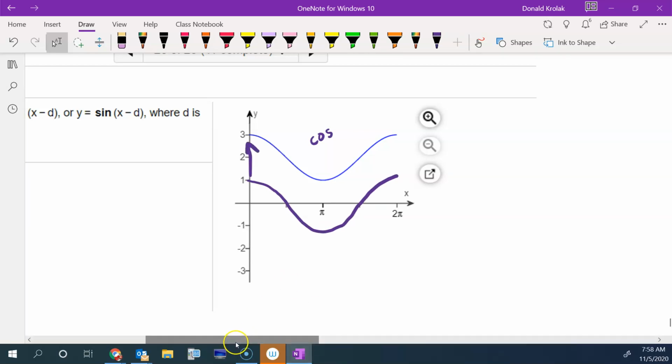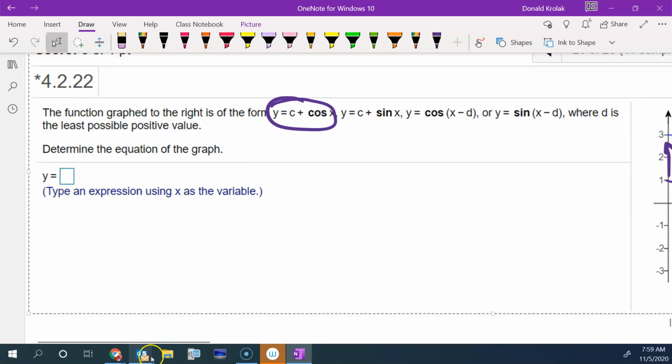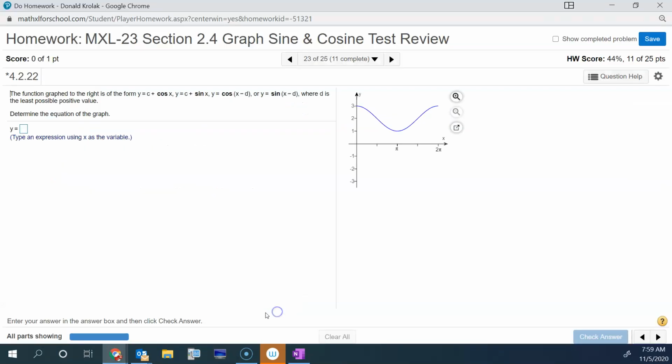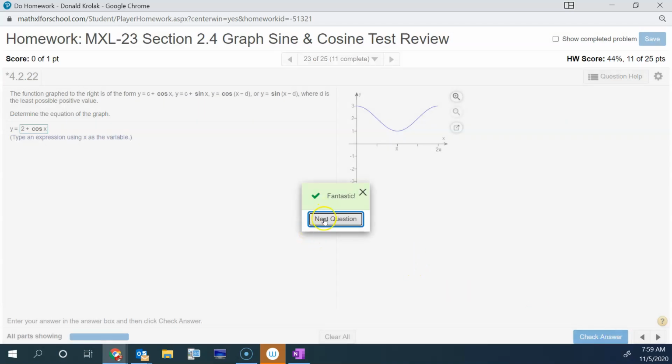So which one of these functions here? Right here. Okay, so I'm going to write 2 plus cosine x. Or I could write cosine x plus 2. Doesn't matter. 2 plus cosine x, because it said to put the 2 in the front.